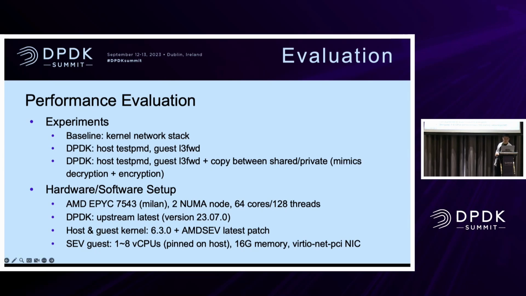So the setup is we use an AMD machine and enable all the solution in the AMD SEV environment. The machine has 2 NUMA nodes and 64 cores. We use the latest upstream DPDK, and on the kernel side we use a pretty new kernel with the AMD SEV patch. For the SEV guest, we vary the number of vCPUs from 1 to 8. They are all isolated and pinned on the host, with 16 gigabytes of memory, and using a virtualized PCI NIC to get the theoretical maximum performance.